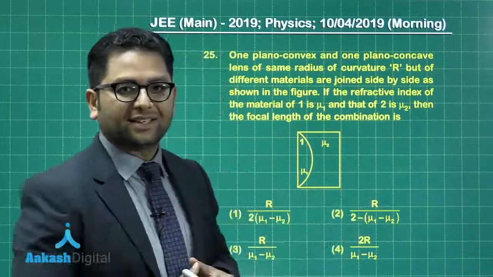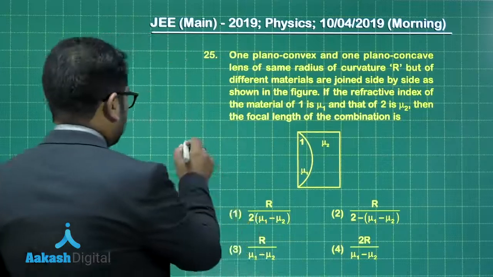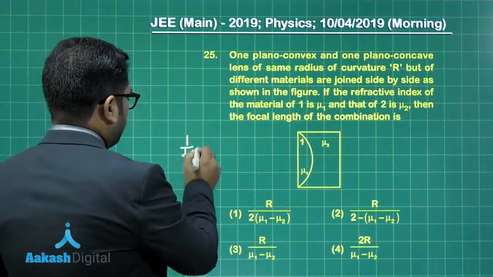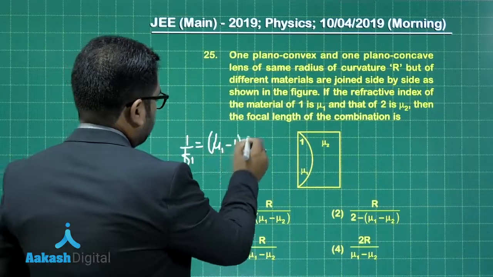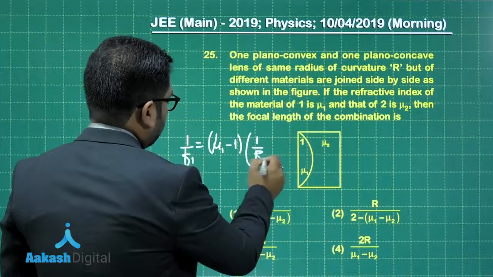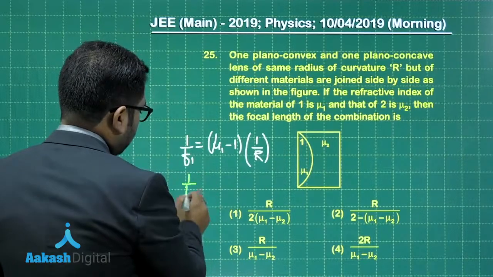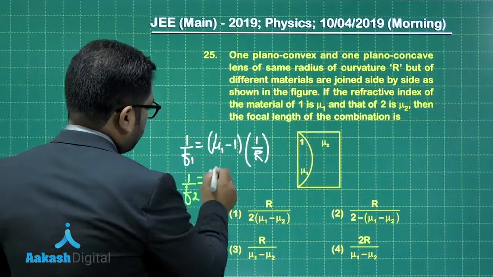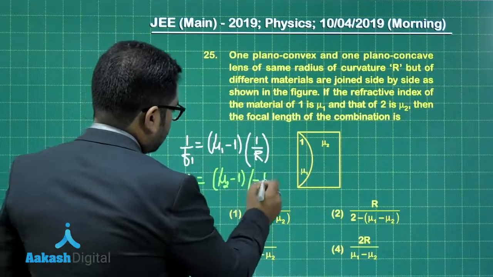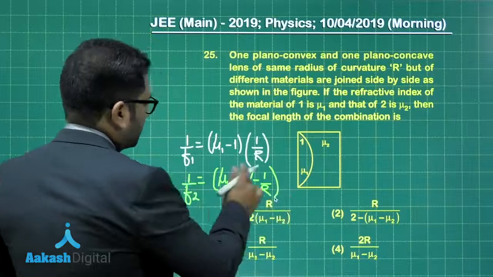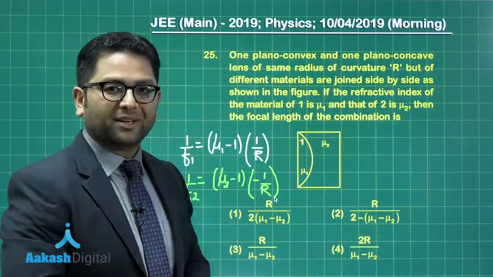length of this. Now for the first one, I can show 1 by f1 is mu 1 minus 1 into 1 by r. And for the second one, 1 by f2 would be equal to mu 2 minus 1 multiplied by minus of 1 by r, using the lens maker's formula.